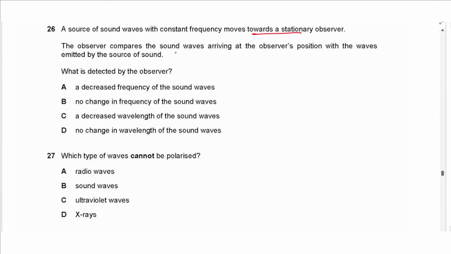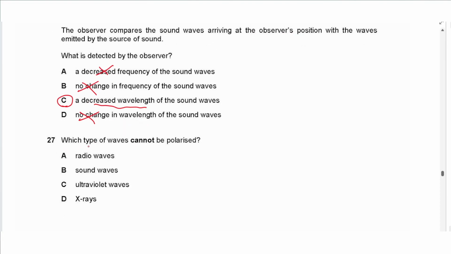Question 26 says a source of sound waves with constant frequency moves towards a stationary observer. The observer compares the sound waves arriving at the observer's position with the waves emitted by the source of the sound. What is detected by the observer? A decrease in frequency? No, if an object is moving towards an observer, the observer will receive a higher frequency, so it's not a decrease, it is not no change. It's a decrease in wavelength, which means an increase in frequency, so we choose C.